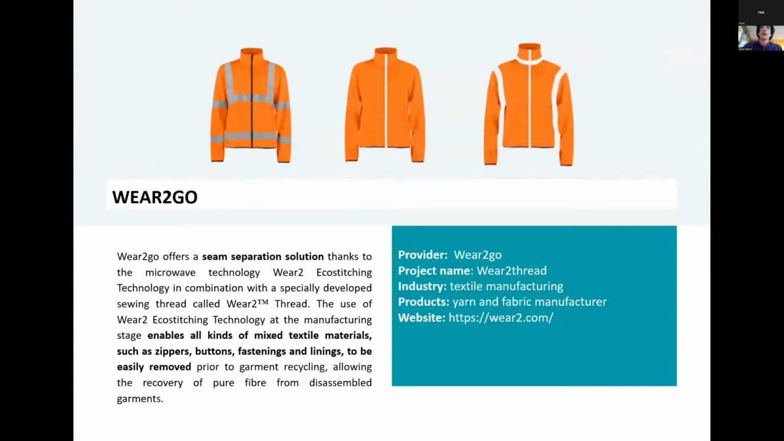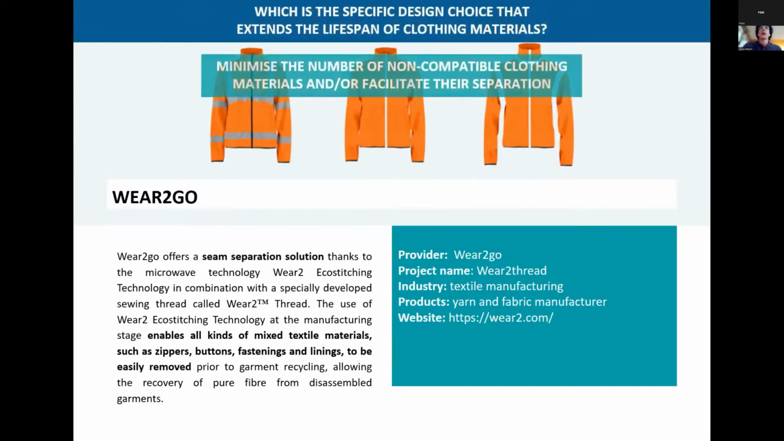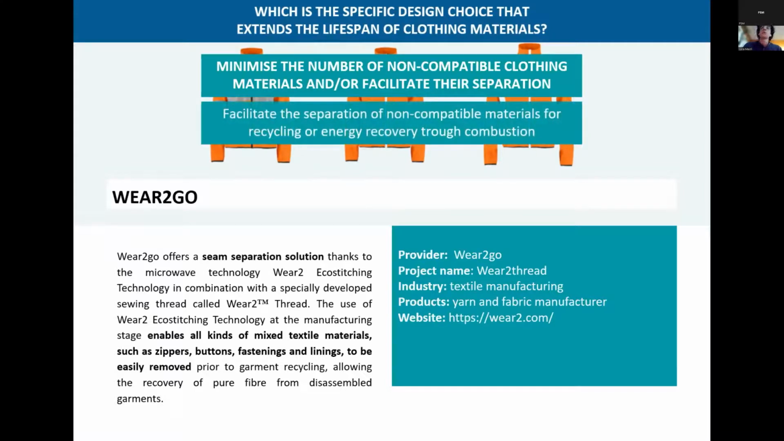The second one is also interesting, and you can see the concept from the image. It's Where To Go. It's a jacket where what they offer is a seam separation technology, in which they can easily separate the parts, and so the destination for recycling is easier to make. In this case, all the components can be distinguished, removed, and addressed to different paths for disposal. So the choice applied here is to minimize the number of non-compatible clothing materials and facilitate separation. It's a seam that can be easily removed. So even if I have non-compatible materials, it's not a problem because I can easily detach one from another.